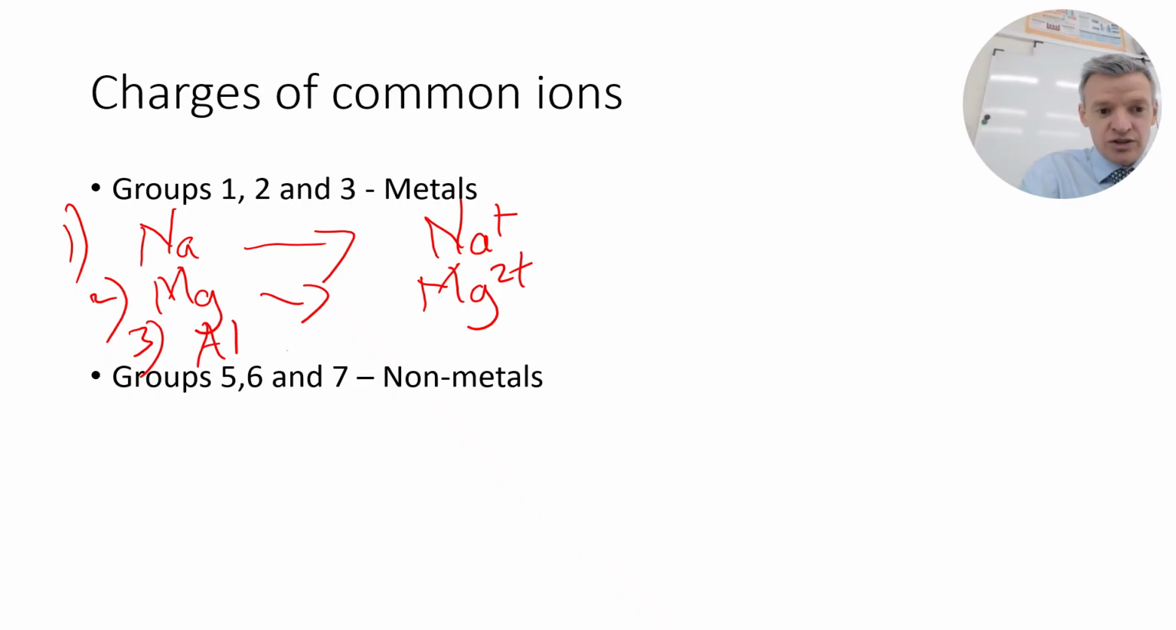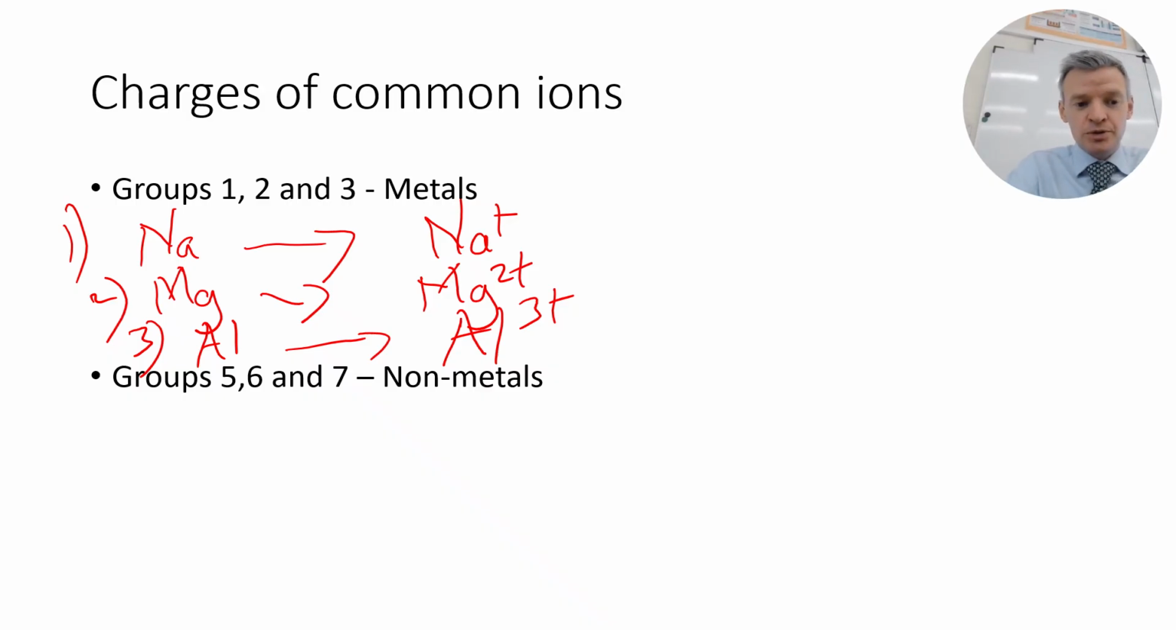It's aluminium. It has 3 electrons in its outer shell, and therefore it loses all 3 to have a full outer shell. It will have a charge of +3. So you can tell what charge a metal ion will have in groups 1, 2, and 3, because group 1, always +1, group 2, always +2, group 3, always +3.